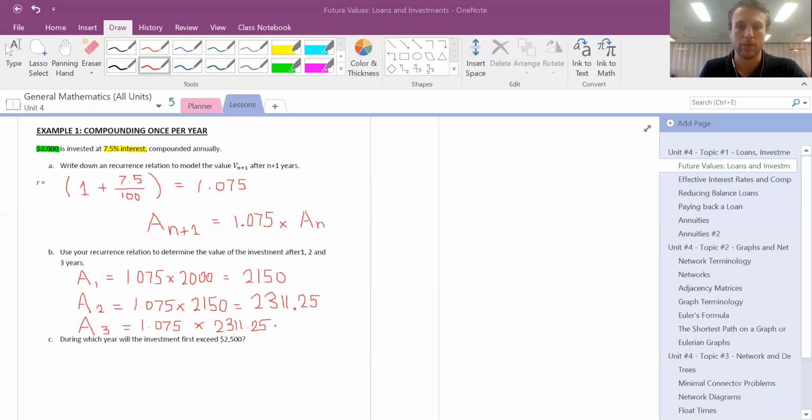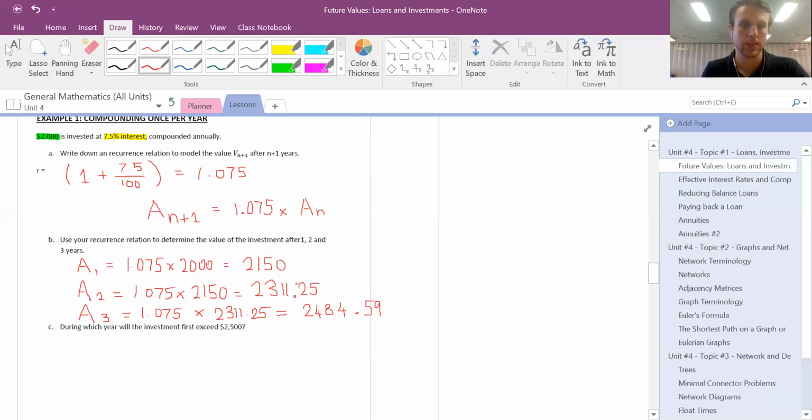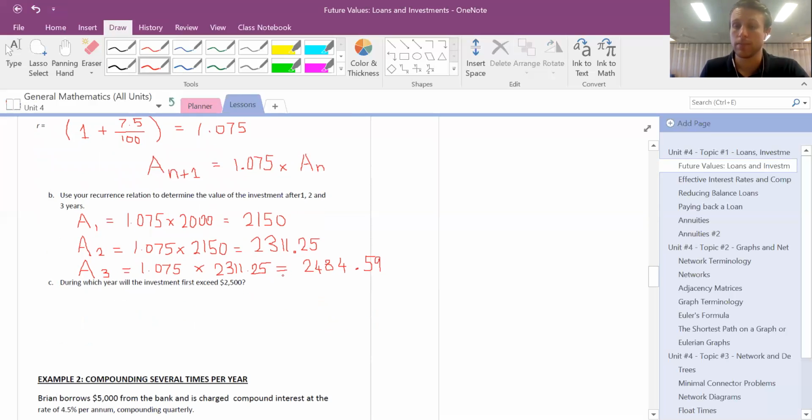So 2484.59. 2484, not 8. 2484.59 approximately. I've got a bit of a jammy mouse today. So that's our first bit. Nice and easy. It takes us a little bit of time, especially when you're doing it on a computer, but if you're doing it by hand, I think that would be a lot easier.